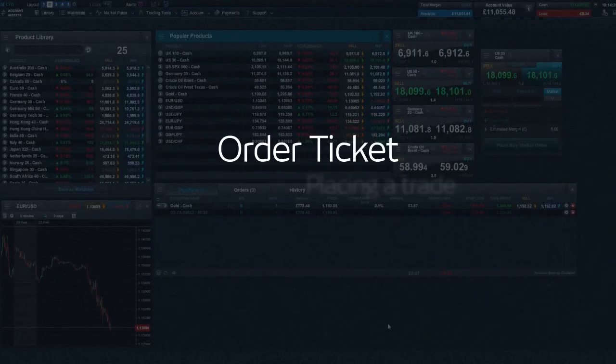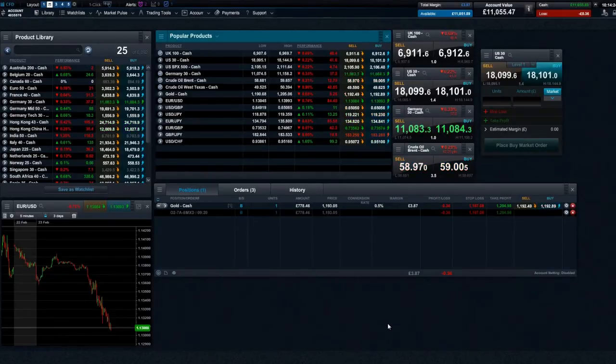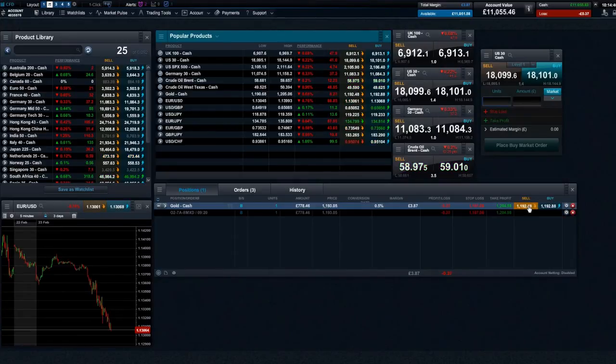Order tickets, placing a trade. You can open an order ticket to buy and sell products by clicking on any streaming price throughout the platform. From the product library, your watch lists, quote panels, any charts you have open, and even from your account section of the platform. If you think the price is going up, click on the buy price.